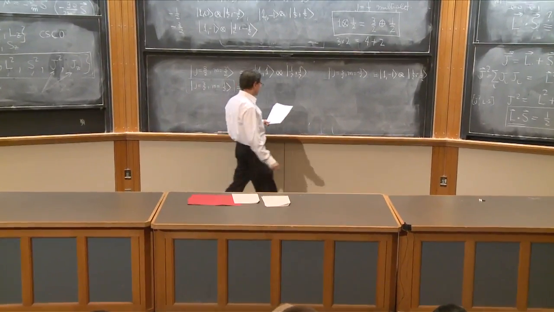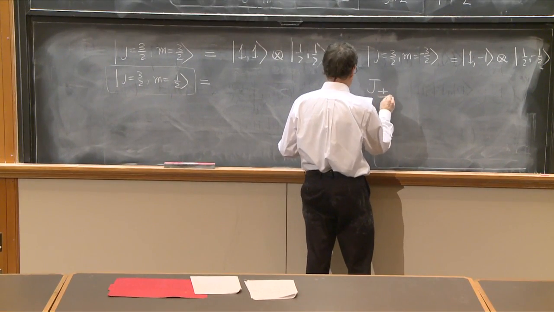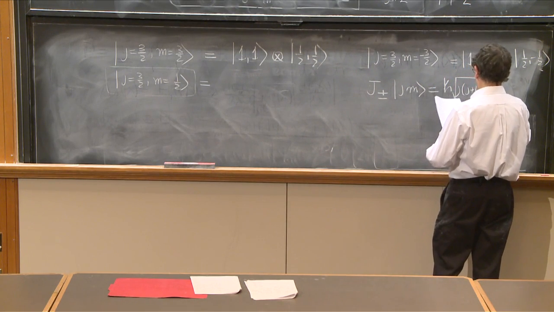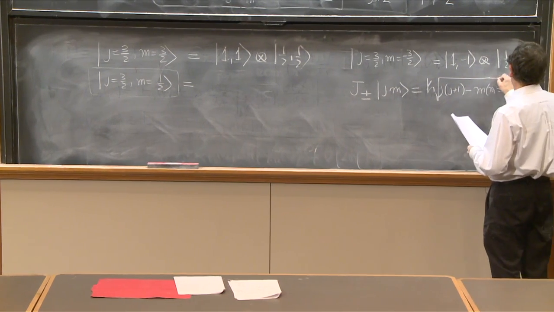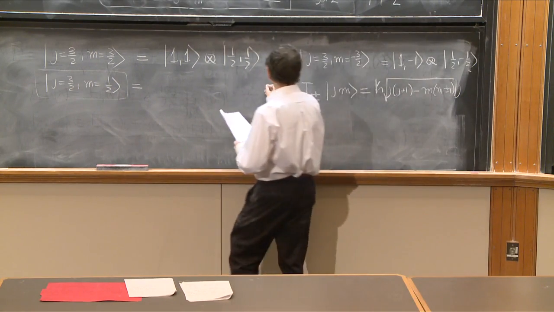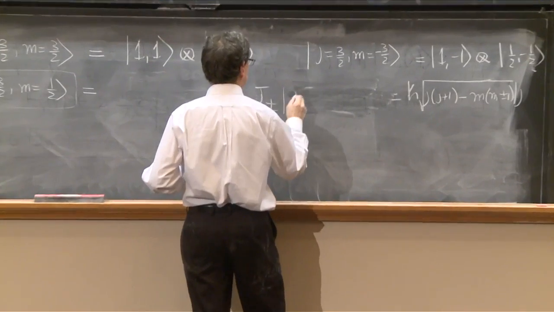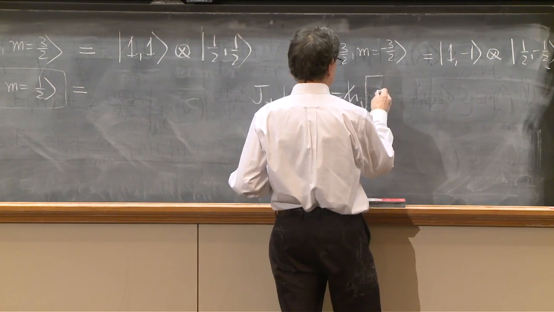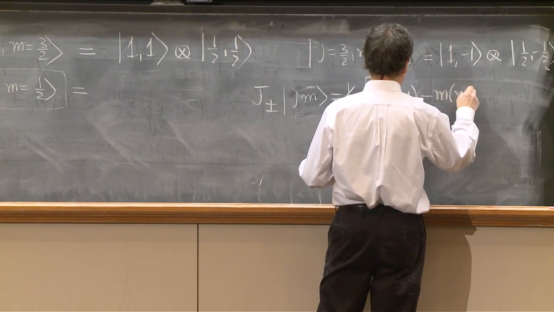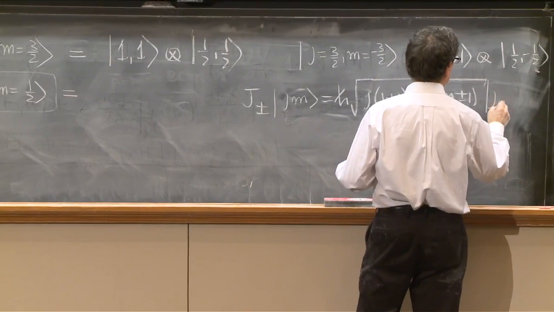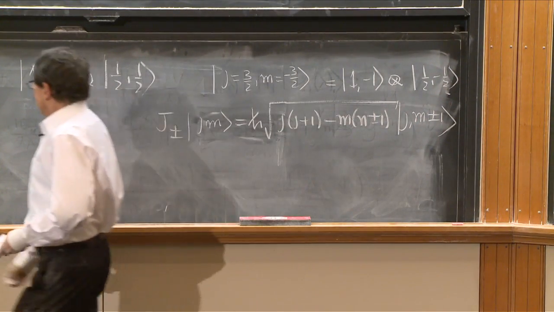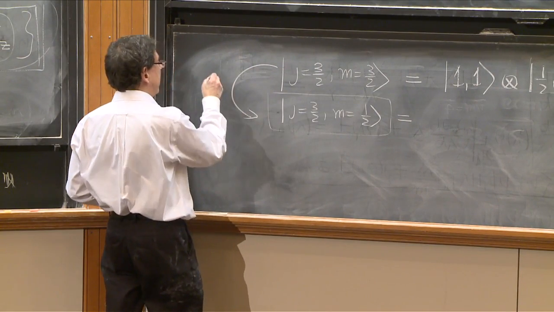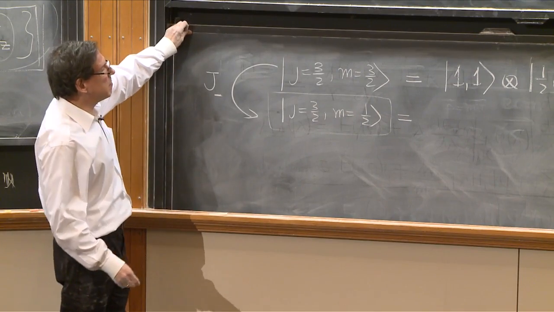we had this basic relation that we know how to lower or raise states of angular momentum: J plus or minus on J, M equals h bar times the square root of J times J plus 1 minus M times M plus or minus 1, times J, M plus or minus 1. So what I should try to do is lower this state. Try to find this state by acting with J minus. So let me try to lower the state.